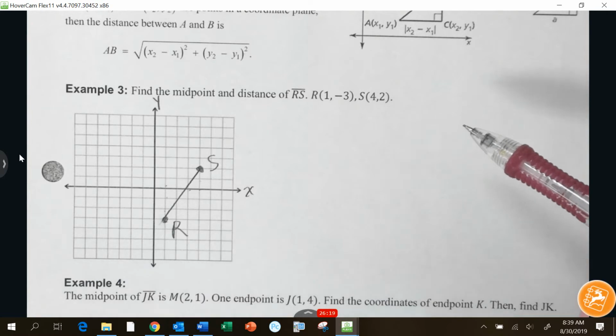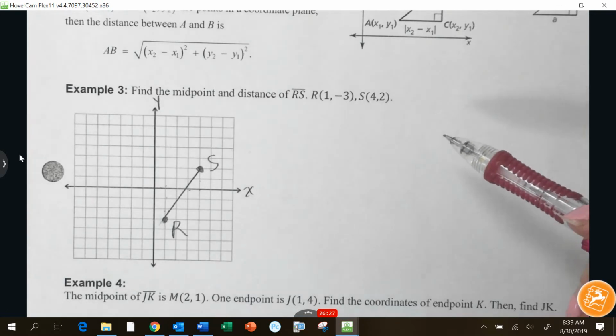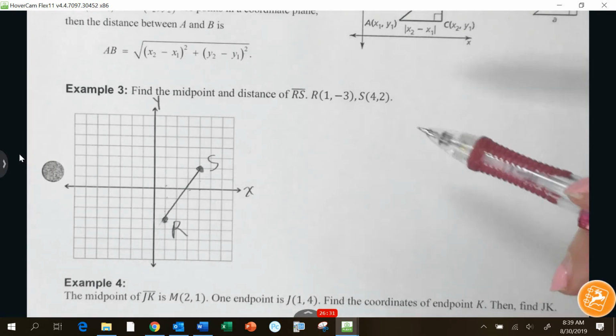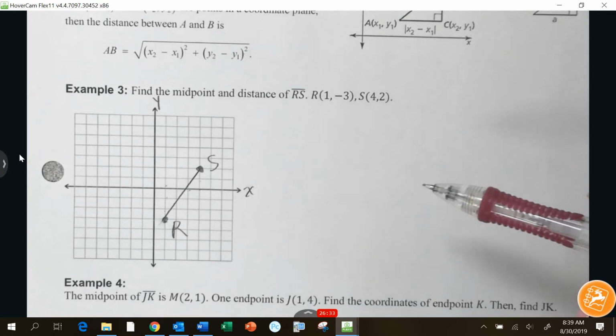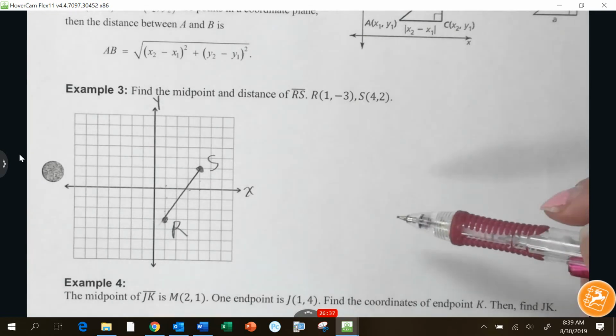And if you've ever run out of a straight edge, you could use the side of your planner, the schedule thing. You could use a driver's license or student ID, your library card, any of the stuff that you carry around.